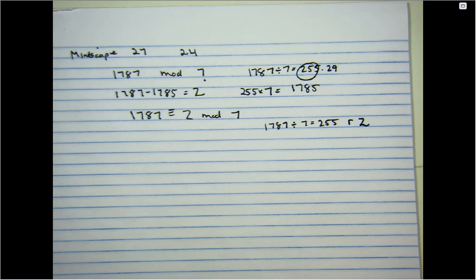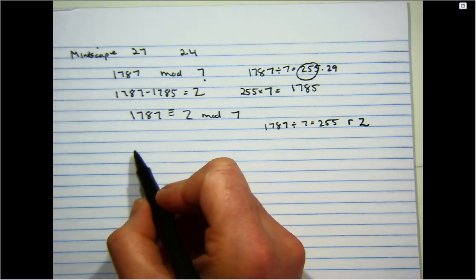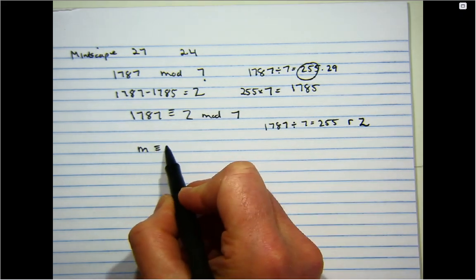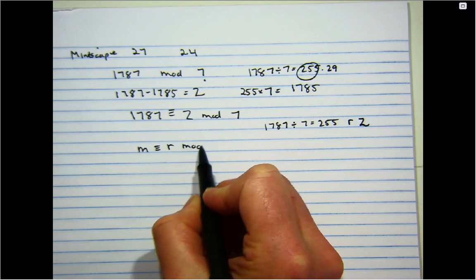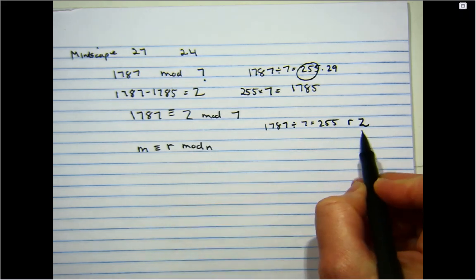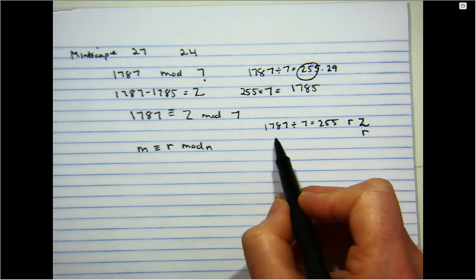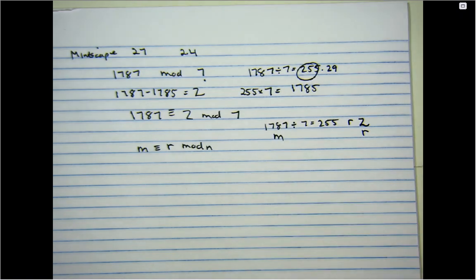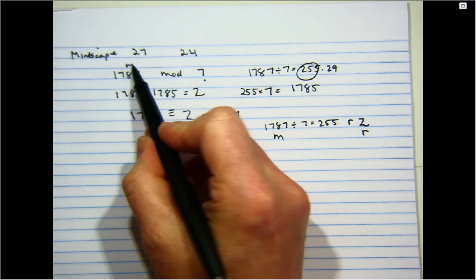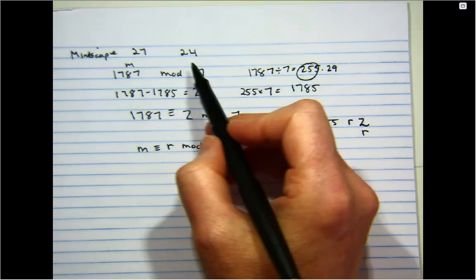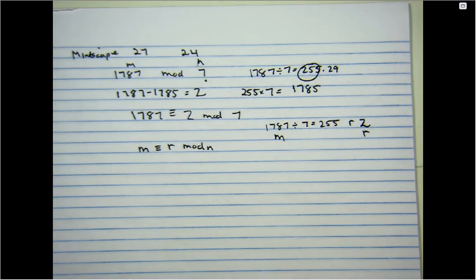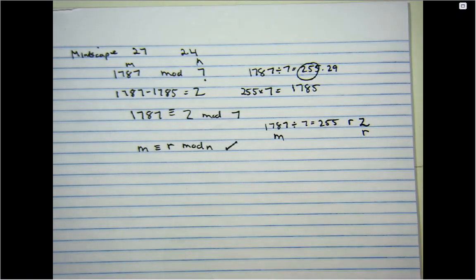So the other problem that all of you had on that section was to talk about the m being equivalent to the remainder mod n, where the r is the remainder, the m is the number that you're given right here, 1787 in this case, and the n is the 7. So that was something you had to pick from a drop-down menu, and everybody would pick the same answer there.